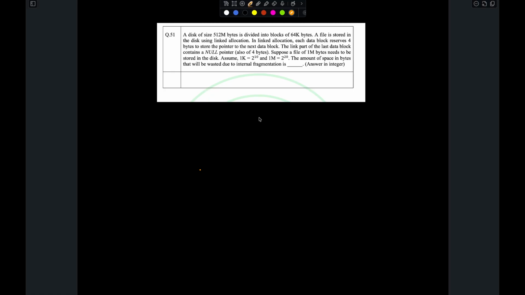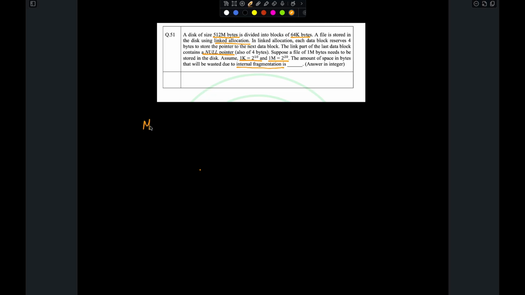And this question says a disk of size 512 M bytes is divided into blocks of 64K bytes. A file is stored in the disk using linked allocation. In linked allocation, each data block reserves 4 bytes to store the pointer to the next block. The link part of the last data block is a null pointer, also 4 bytes. Suppose a file of 1 M bytes needs to be stored in the disk. Assume 1k equals 2 to the power 10 and 1m equals 2 to the power 20. The amount of space in bytes that will be wasted due to internal fragmentation.